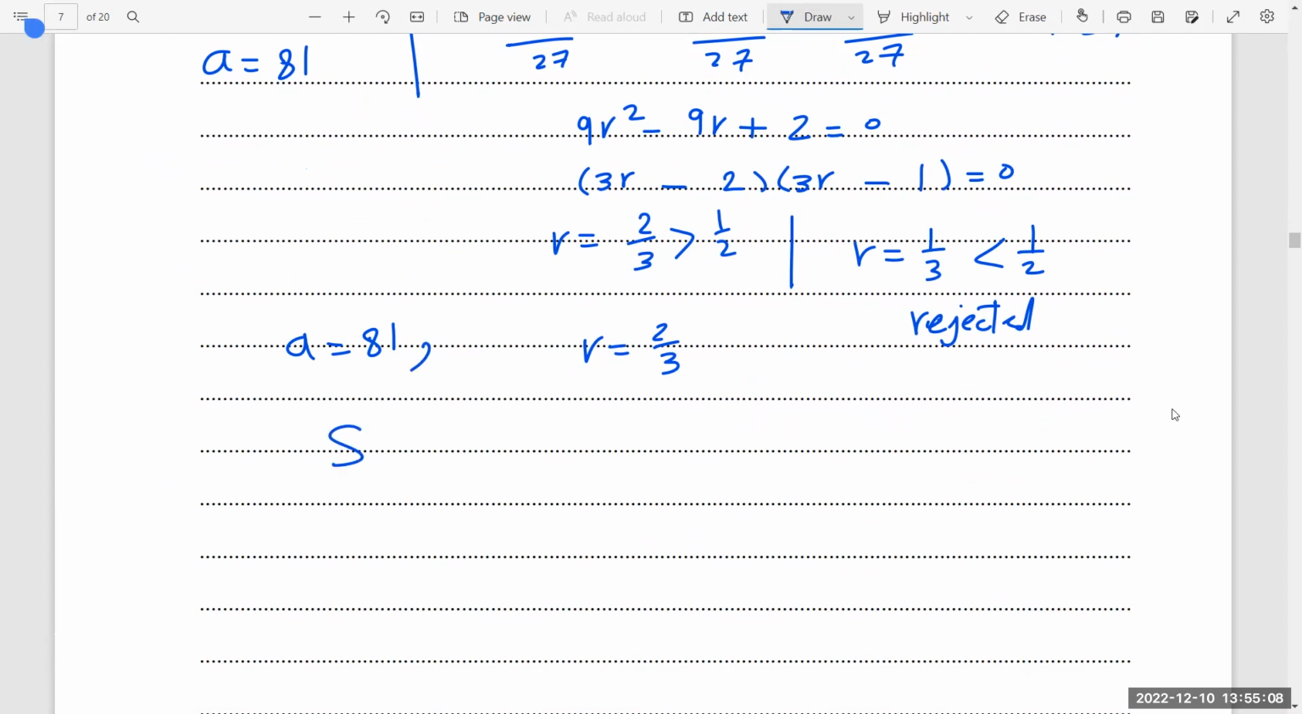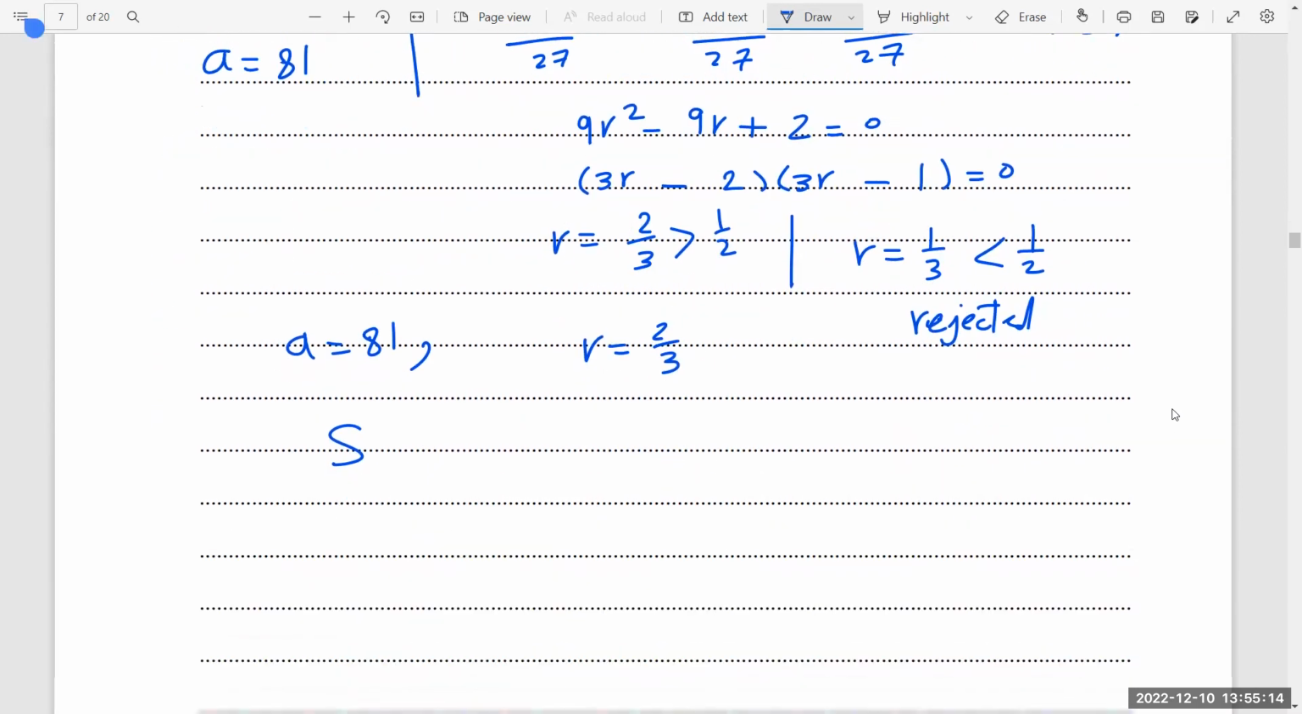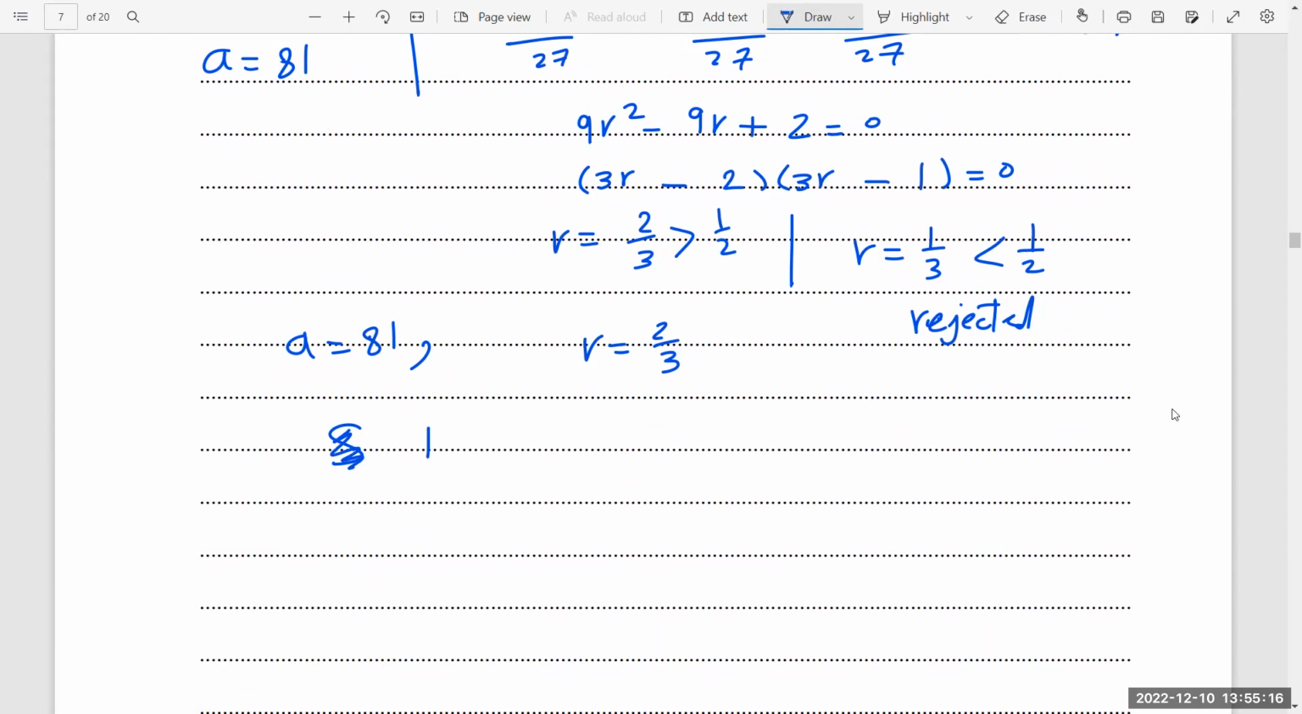Sorry, I want to find the 10th term, not the sum. The term number 10 is ar to the power 9. The a is 81 times 2/3 to the power of 9. Okay, the fraction 2/3 to the power of 9. Answer is 512 over 243. That's it.